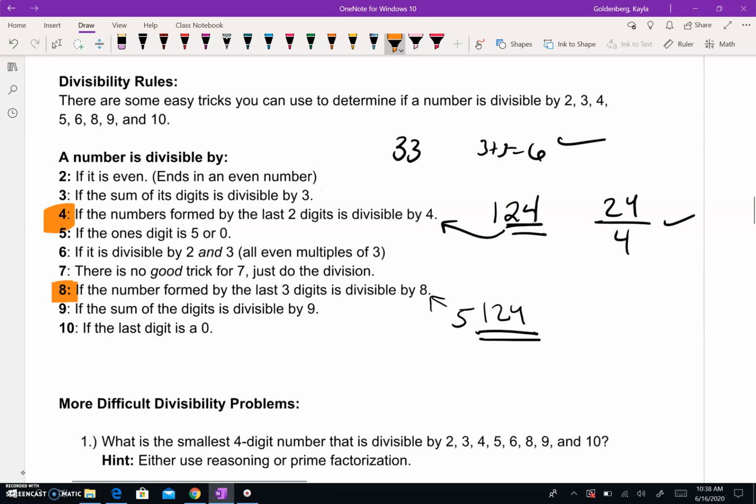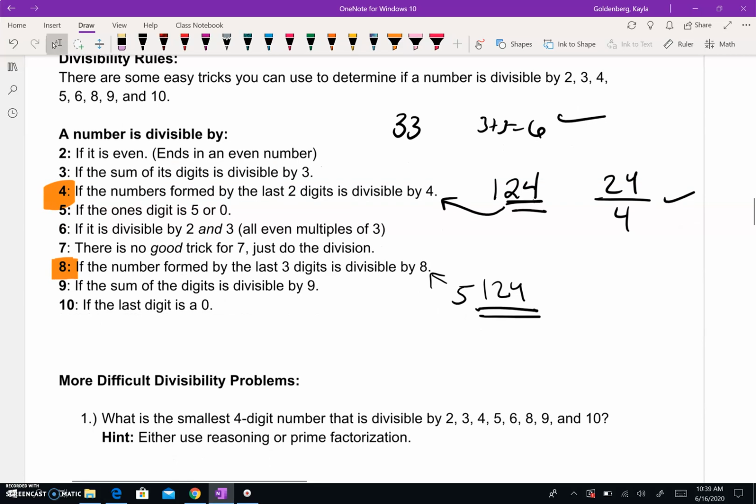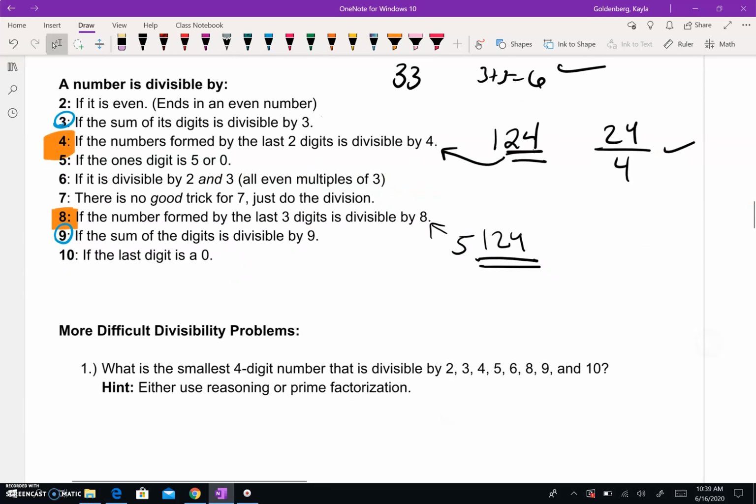It might be interesting for one group to compare 4 and 8 and build in why you need 2 rather than 3 digits. So that might be something cool if you're interested in that to explore further. If the sum of the digits is divisible by 9, similarly, this kind of builds into the 3 idea, if there's commonalities where those are coming from. And then 10 if the last digit is a 0.